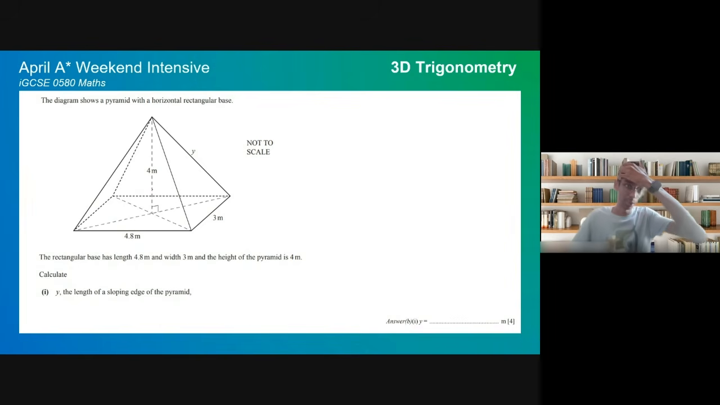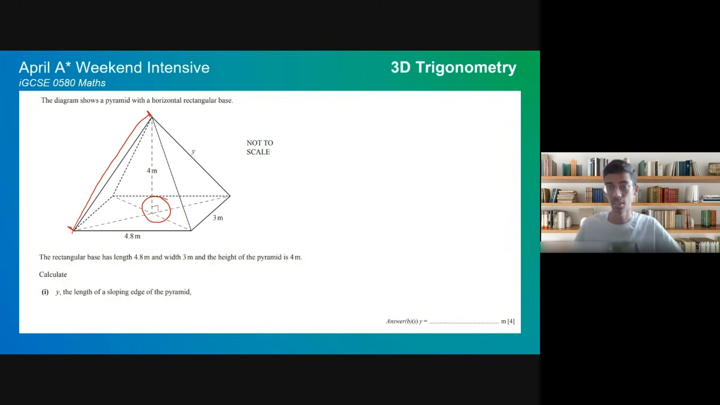So what does it mean by sloping edge? It means we want to find the length of this right here. This length right here. That's what is sloping. And again, a trigger in the image itself is that we have a right angle here. So what do you think would be the first step to take?